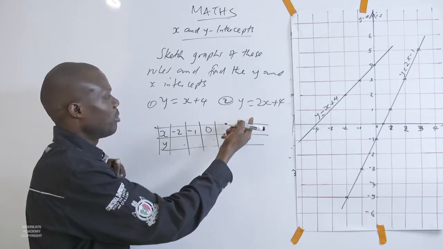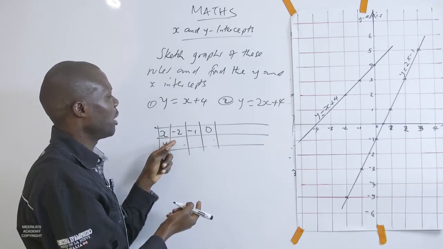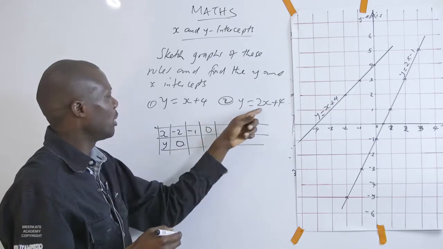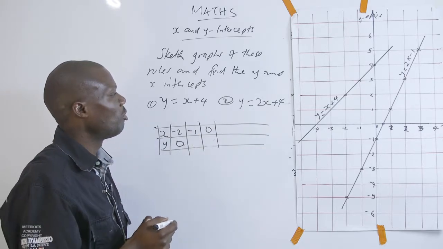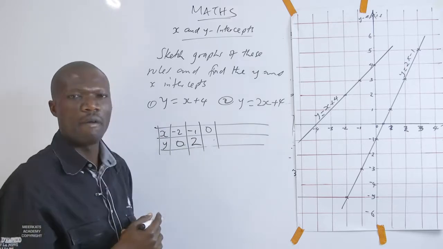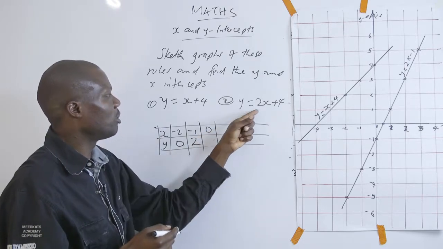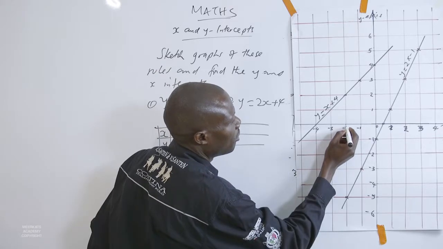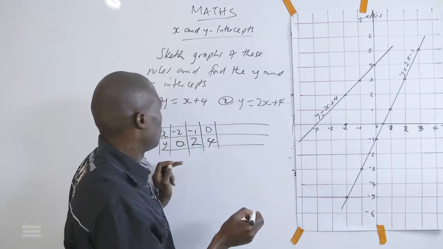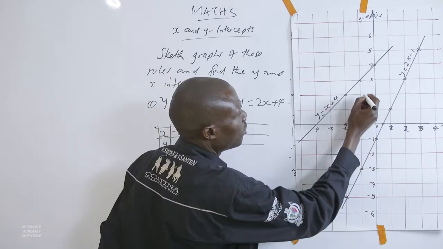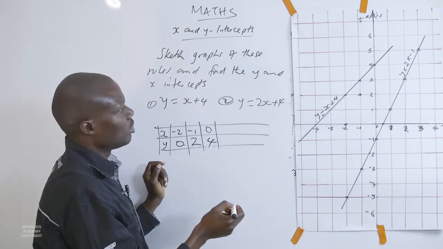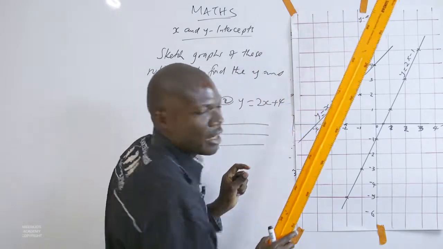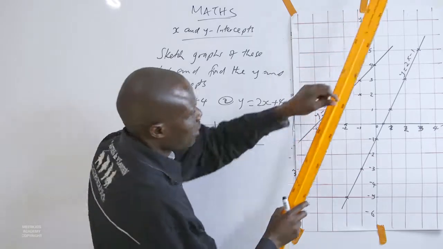So let's just start when it's minus 2. Then minus 2 times 2 is minus 4, plus 4 is a 0. When it is minus 1, this is minus 2 plus 4, that is a 2. When it is 0, this will be a 4. So we already have a pattern. So minus 2, 0. Minus 1, 2. 0, 4. And so we join the points. I'm taking 3 points because the third point helps us to prove that they are on the same straight line.